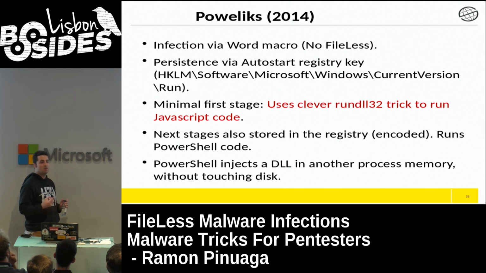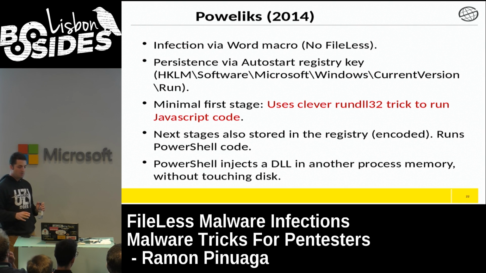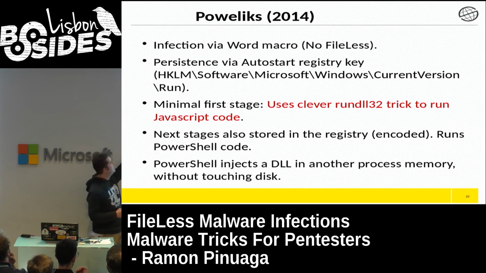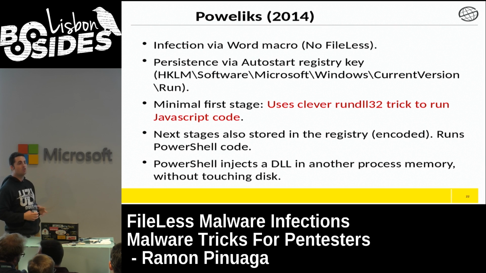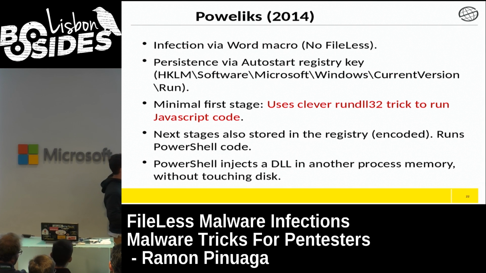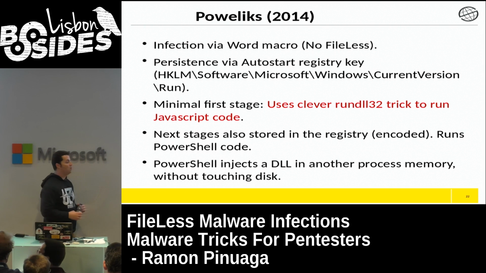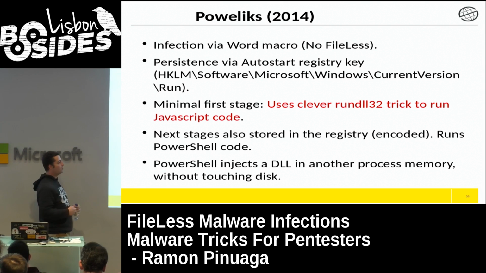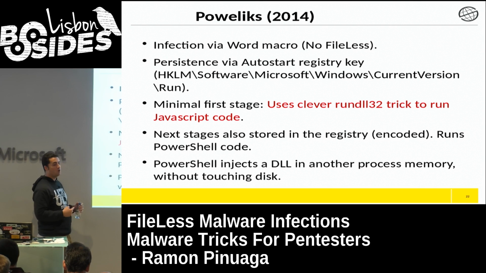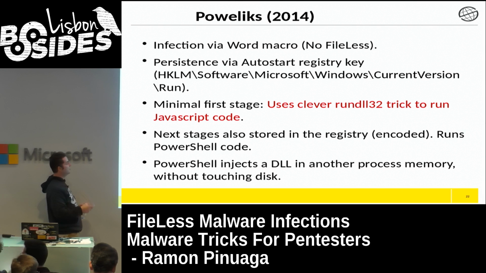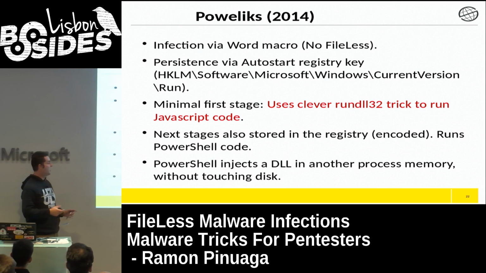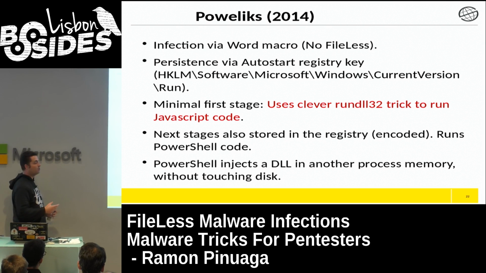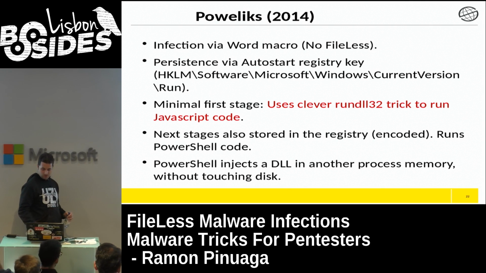The infection was carried out using a file, but after that the malware becomes fully fileless. The first stage is a run key. It's a bit noisy, easy to detect, but most antivirus doesn't detect these entries. After that, the malware first loaded a small chunk of JavaScript code that loaded a PowerShell code that was encrypted and obfuscated in another registry entry, and this PowerShell injected a DLL, a traditional binary malware, in the memory of a legit process.